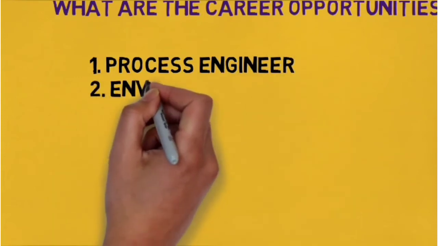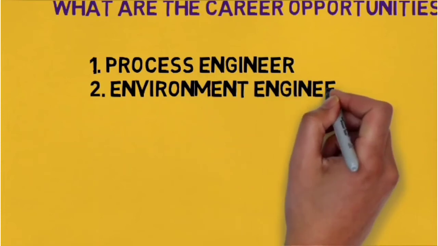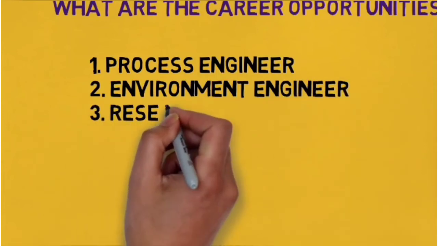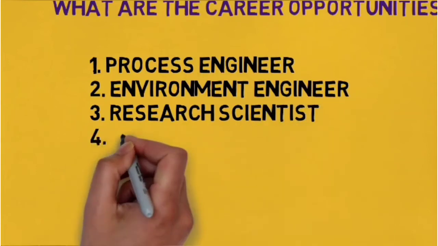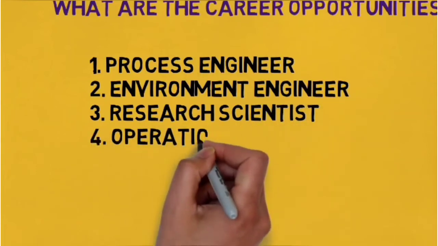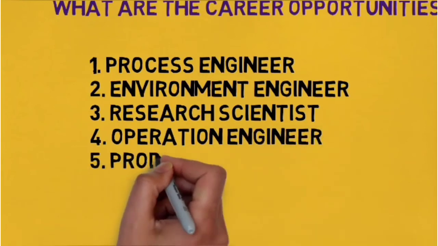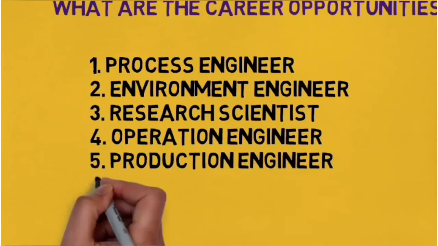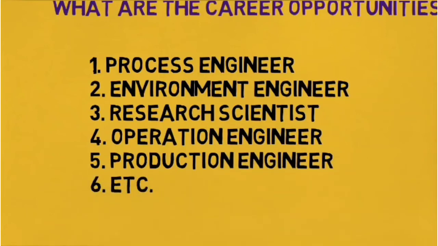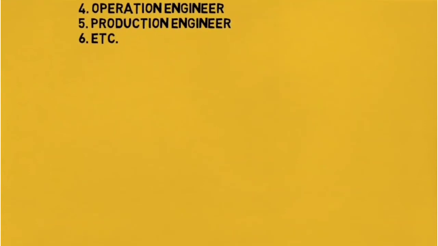With this you can also understand that there are very huge career opportunities for a chemical engineer. Specifically, a chemical engineer can become a process engineer. A process engineer can design, develop and simulate a process. An environment engineer can develop a sustainable process. A research scientist can research and modify the process. Operation engineer, production engineer, you can find them in any industry, any manufacturing product.